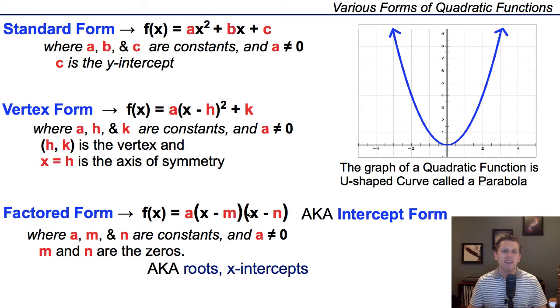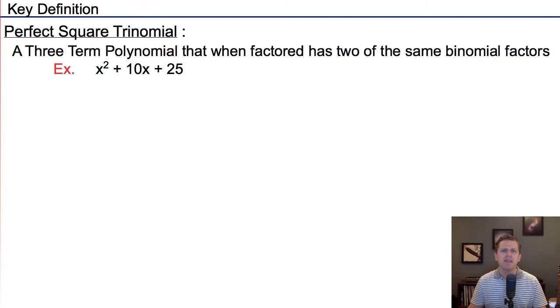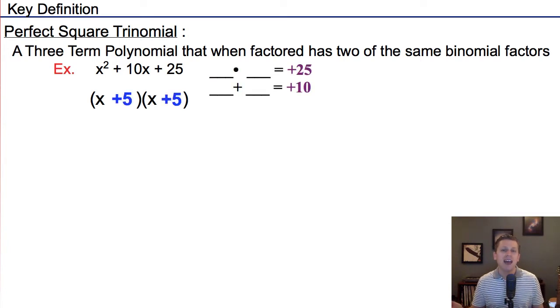Before we can do that, we have to introduce the definition of a perfect square trinomial. A perfect square trinomial is a three-term polynomial that when factored has two of the same binomial factors. Think about this example here, x squared plus 10x plus 25. Well, this is a trinomial, so we know it would factor like this, and to find the two numbers that go into the blank, we would just find two numbers that multiply to 25 and add to 10. Those two numbers would be 5 and 5, so we could see that when we factored this, it had the same two binomial factors of x plus 5 and x plus 5. That's what makes it a perfect square trinomial.